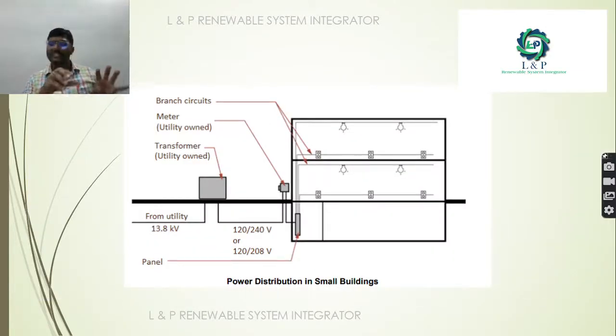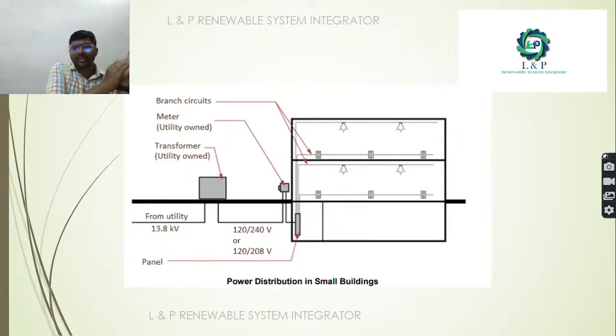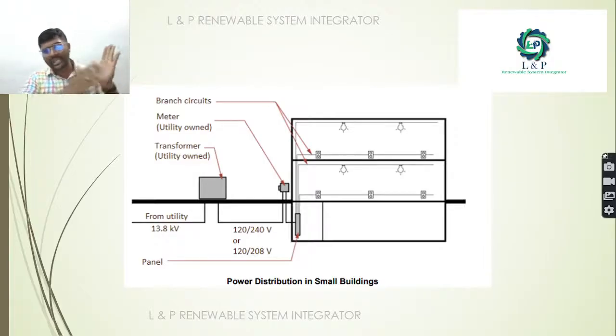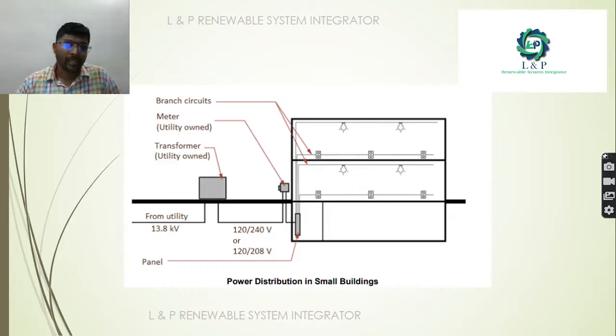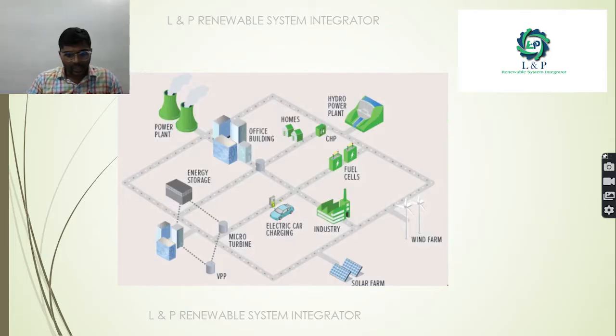So this is how a small power distribution is happening in small buildings. As you can see here, we have a transformer. It is coming from the utility. With the help of a step down transformer, we are converting to our requirement. It can be 240 volt or 440 volt, based on the phase supply that we are taking. And we have a meter for monitoring it, and we have branch circuits. So this is a simple video which shows you how power distribution is happening in the small areas.